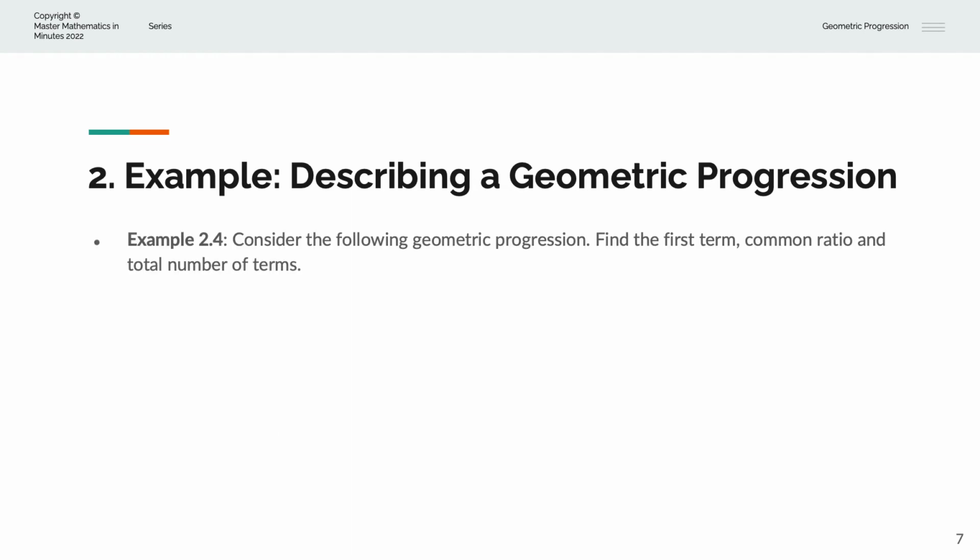Looking at the fourth example, we're given the following geometric progression: 3, 15, and 75. So the first term is u1 equals a equals 3. And because 3 times 5 is 15, 15 times 5 is 75, we have the common ratio as r equals 5. And there are a total of 3 terms in this progression.